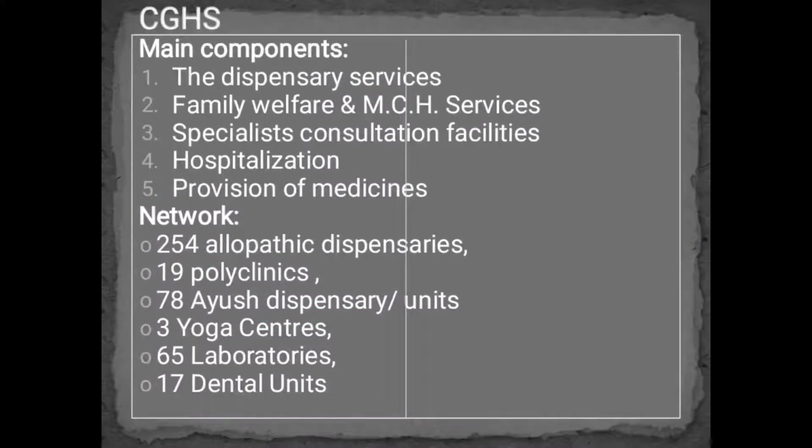What are the main components in the CGHS, Central Government Health Scheme? The dispensary services, then family welfare and MCH services, specialist consultation facilities, hospitalization, provision for medicines. These we have already seen in the facilities. Then what is the network we have in India today? 254 allopathic dispensaries are there where they can get the benefits of CGHS. Then we have 19 polyclinics, then 78 Ayush dispensaries or units, 3 yoga centers, 65 laboratories and 17 dental units. Within these only you can get the benefits of CGHS. So this many units are available for getting the benefits of CGHS.